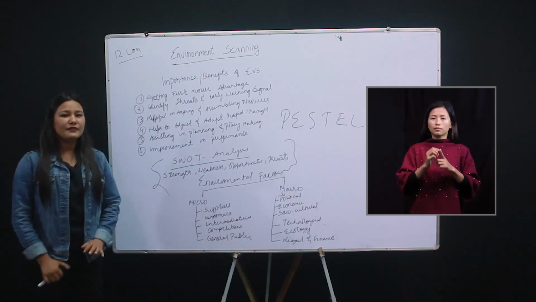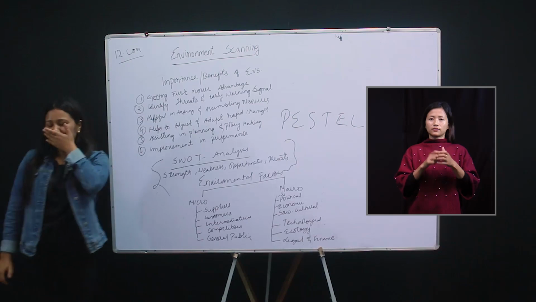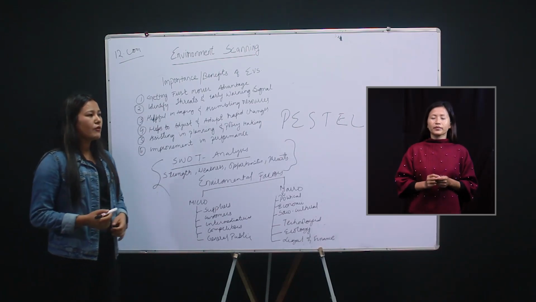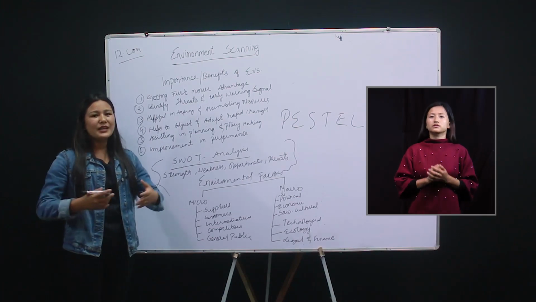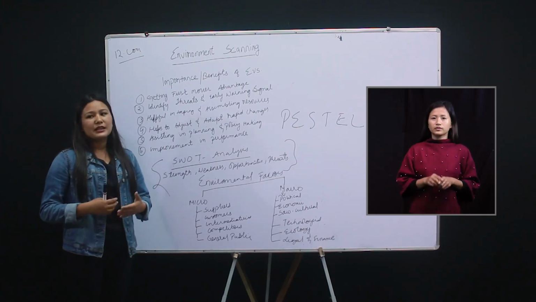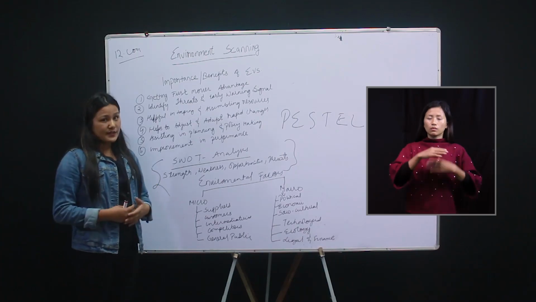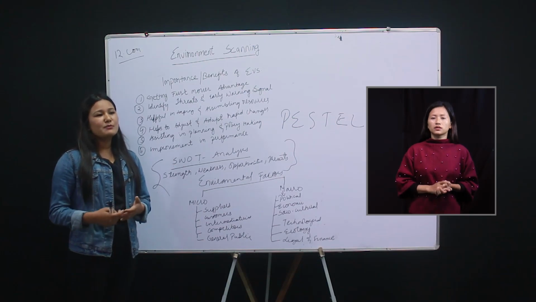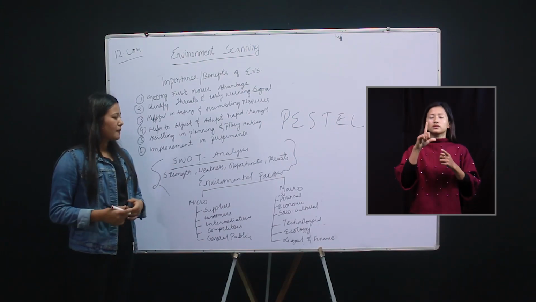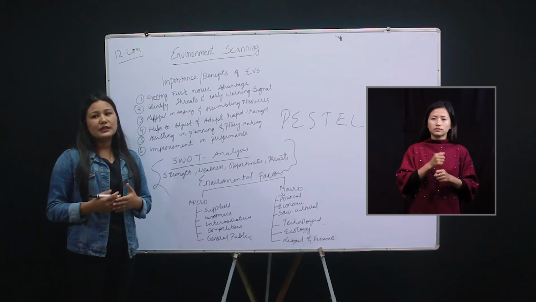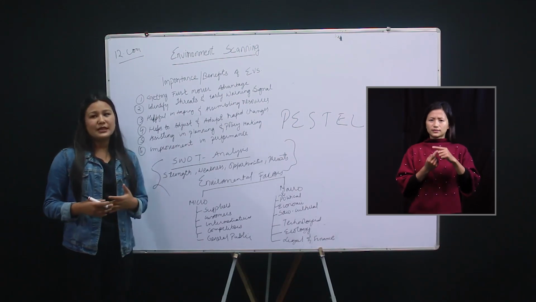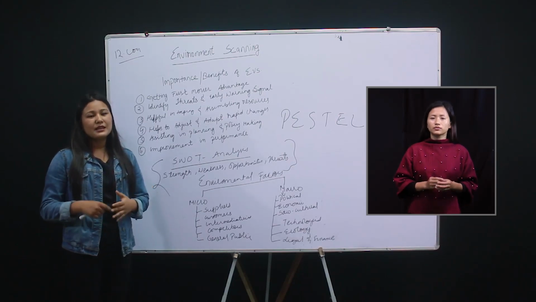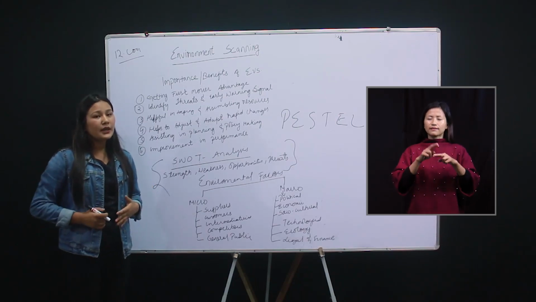The first factor is the political factor. Political factor constitutes all the factors related to the interference of the government, all the government affairs, the policies implemented by the government, the attitude of the government towards the different sections of the society, and the implementation of policies. It affects your business directly, and it has a great impact on your business.